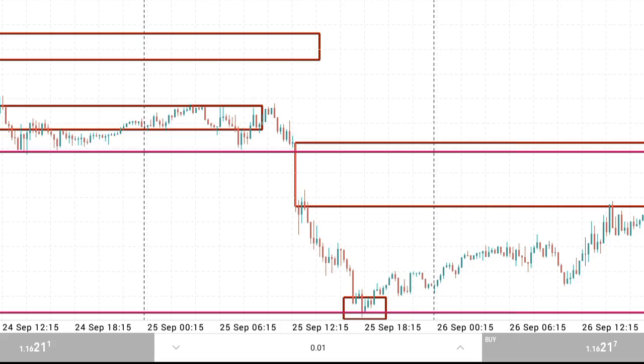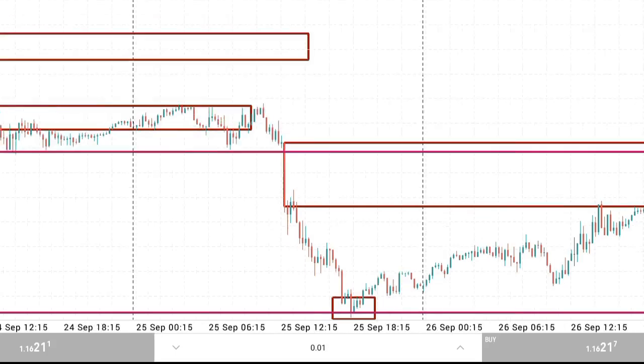Now, one of the applications of support and resistance trading is that you can trade reversal. You can also do what we call breakout trading. And then we have risk management, because it helps us know where we'll put our stop losses, like I just explained.